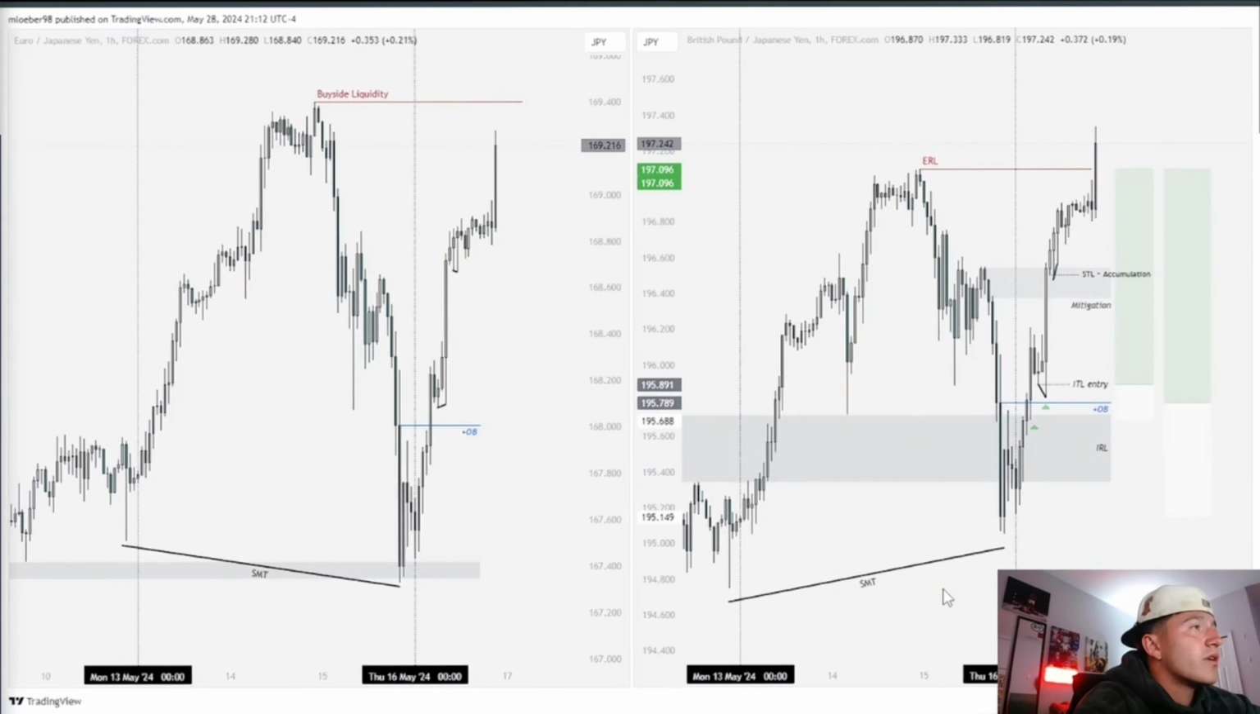And fast forwarding in price, you can see even though we created the higher low on EJ and the lower low on GJ, our energy and our higher time frame view with our daily SMT creating the higher low, we were able to reach the external range liquidity pool target before Euro JPY. So this would be my prioritized long setup.